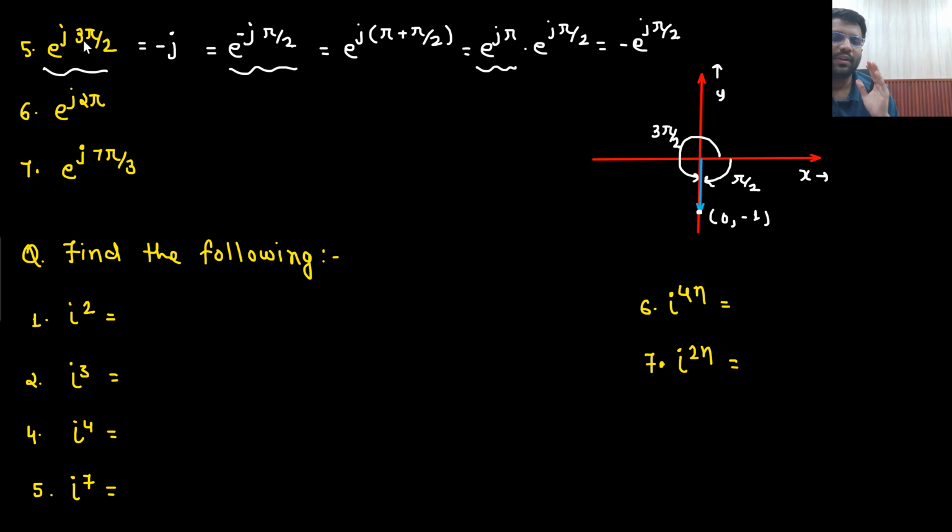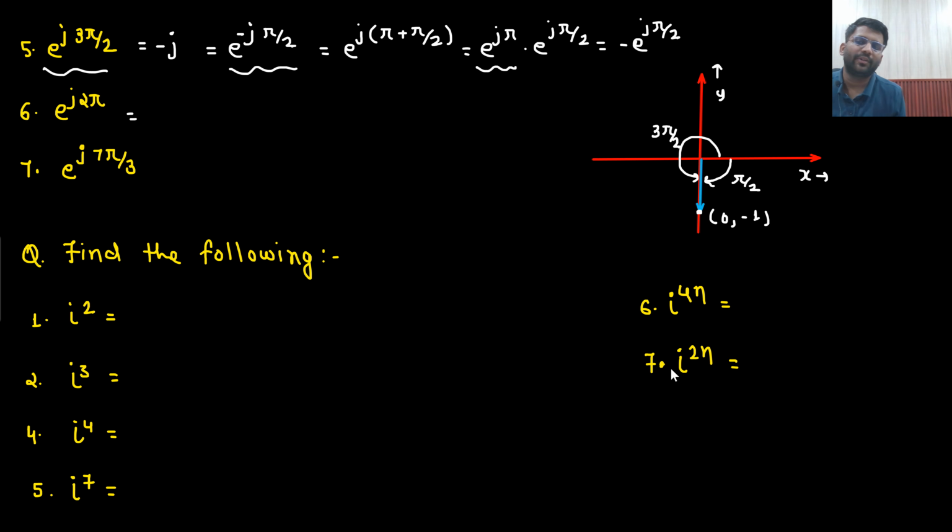In the examination or in any question, if I am getting the answer as e to the power j 3 pi by 2, directly I will put e to the power minus j pi by 2. How will you think? Sir, 3 pi by 2 is the angle made with the positive x-axis in the anti-clockwise direction. So in the clockwise direction, the angle will be pi by 2. That's it. So e to the power minus j pi by 2.